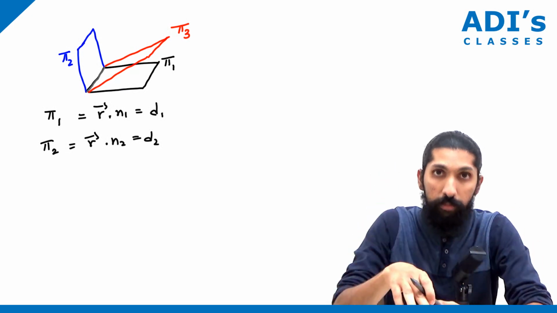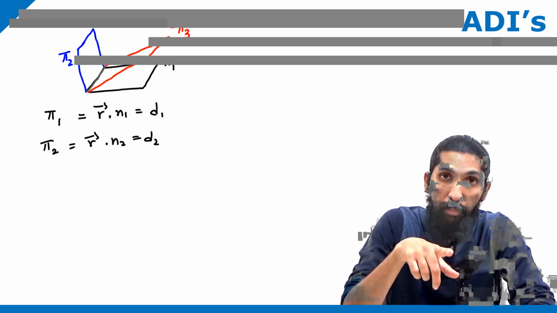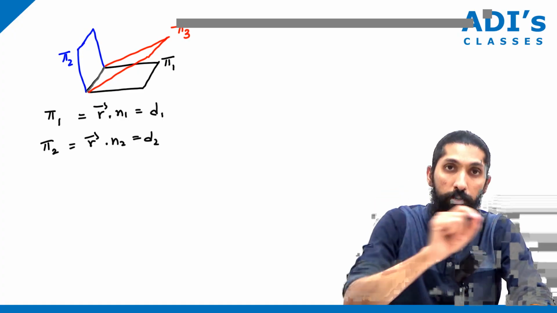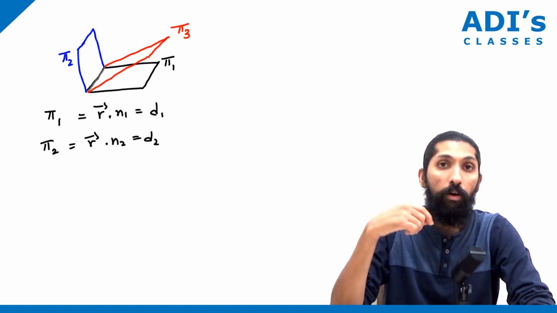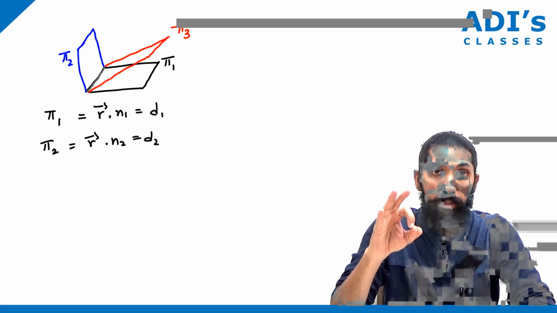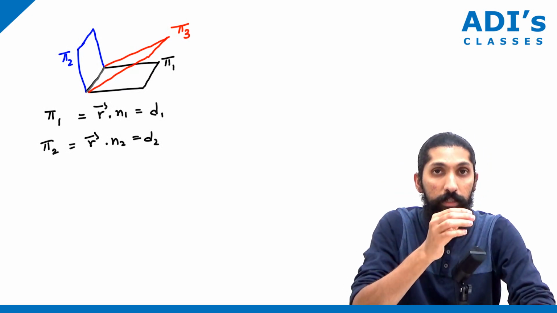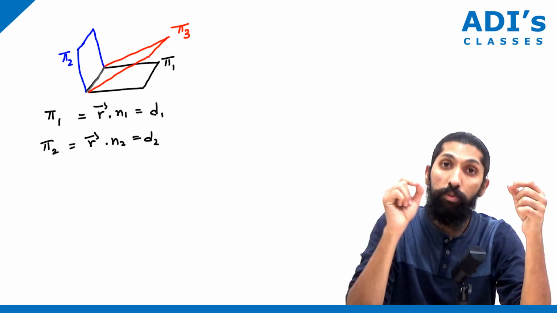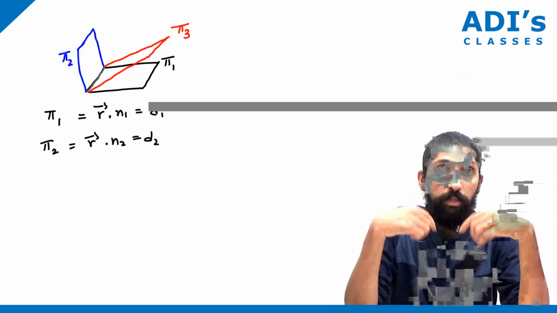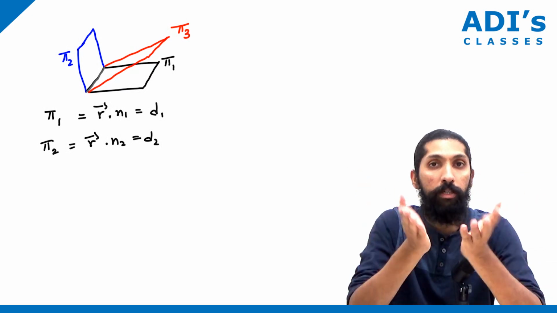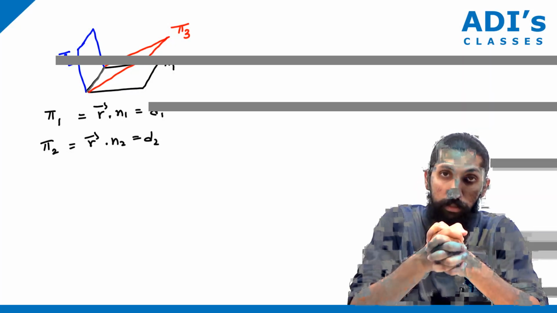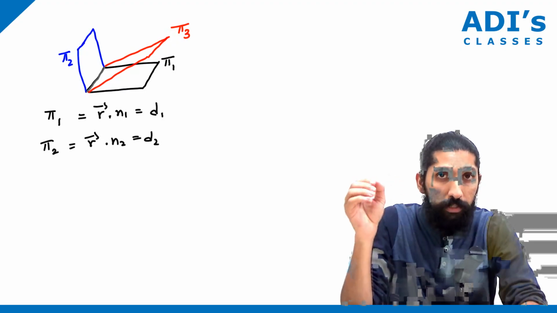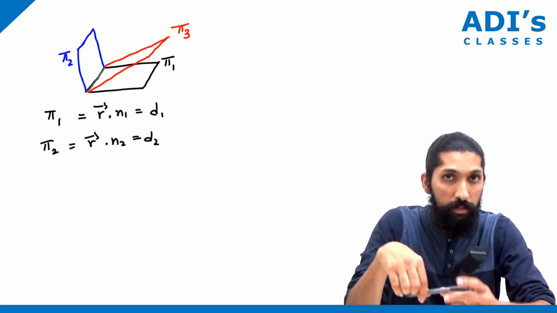Now let me repeat this one more time. You have pi 1 and pi 2, which are two planes. The intersection of these two planes is going to give us a line. Now another plane pi 3 is passing through the line which is created by the intersection of pi 1 and pi 2. Correct? This is the meaning of whatever I was trying to explain to you. Now, the plane pi 3 is passing through the line, isn't it?